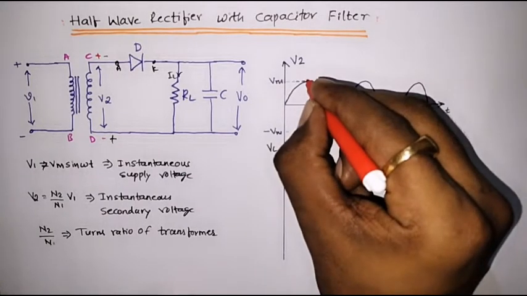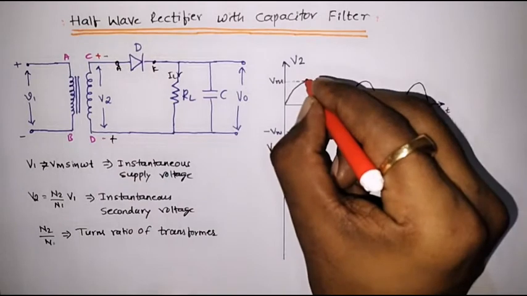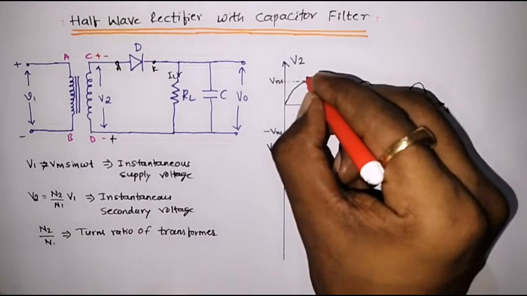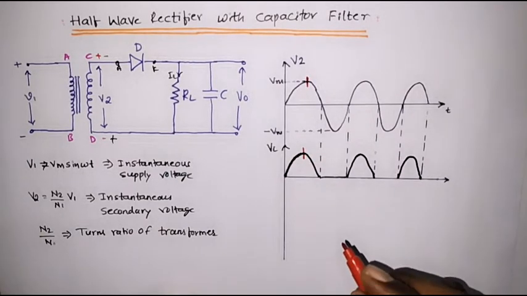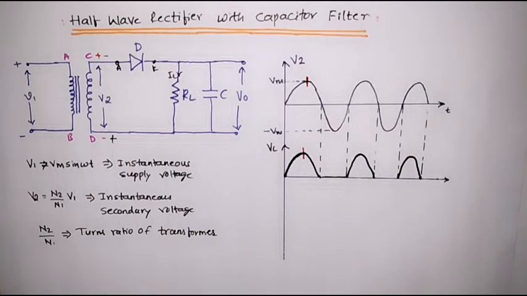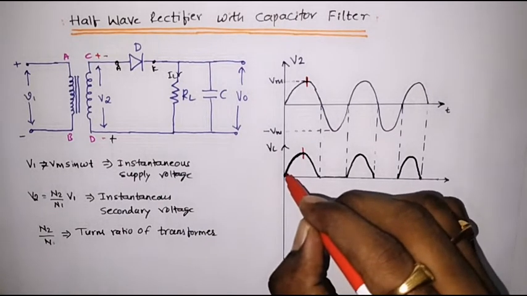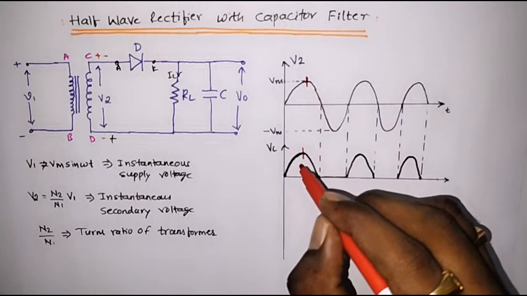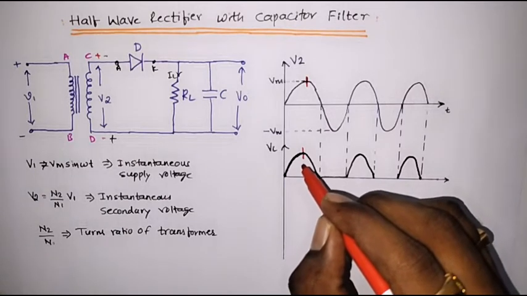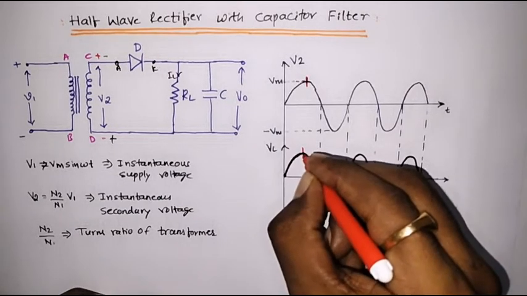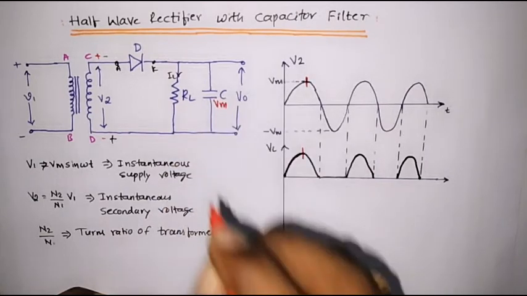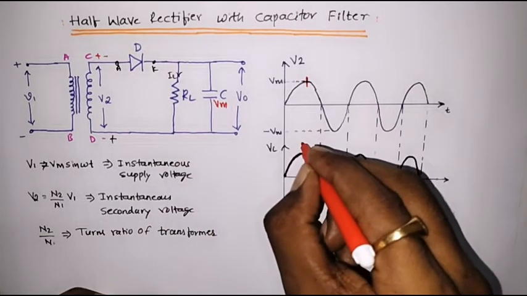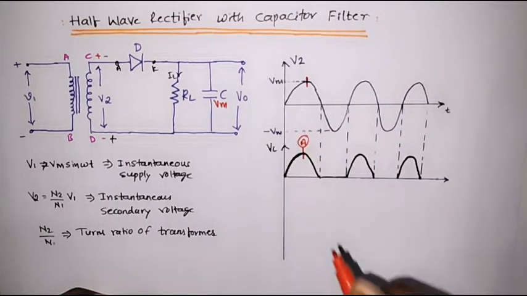When the input voltage, the V2 voltage, reaches the peak value Vm, the capacitor will also charge until it reaches the peak value Vm. This initial charging of the capacitor happens only once, immediately when the power is turned on. So at this point the capacitor will charge to the maximum value, that is, the voltage across the capacitor will be Vm. I can call this point A. At point A the voltage across the capacitor is Vm.